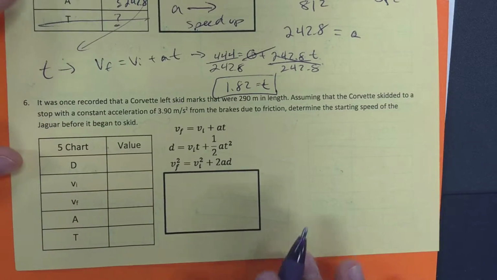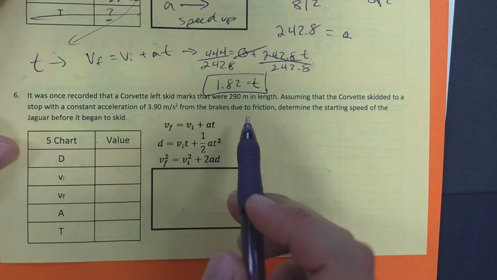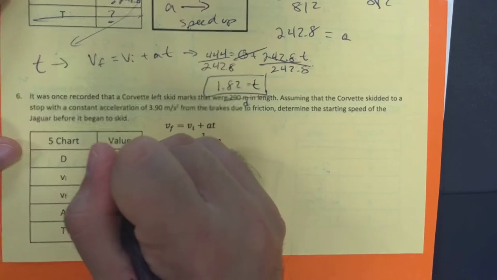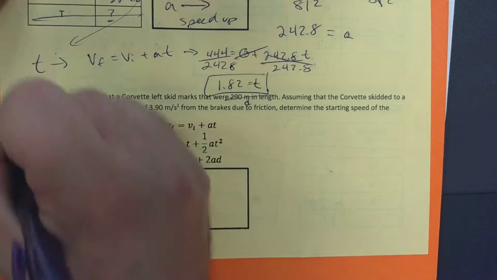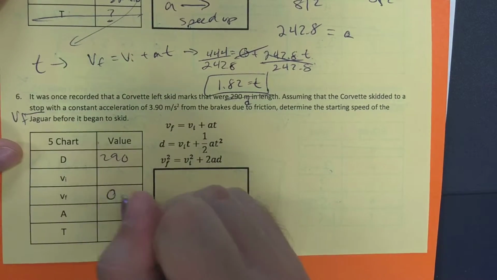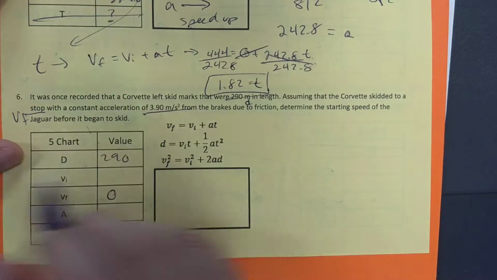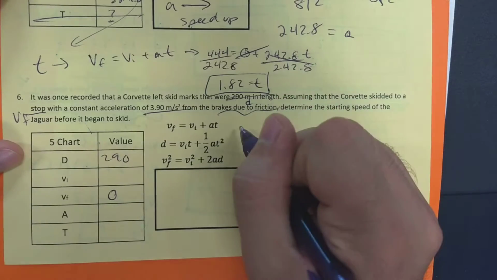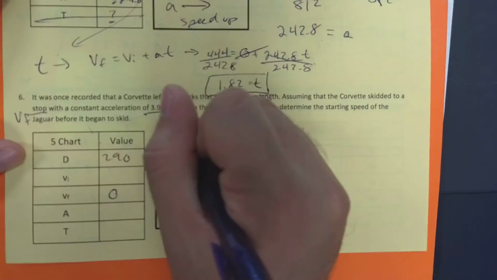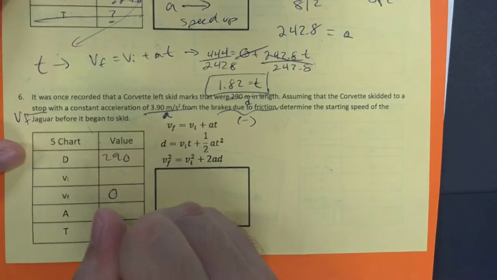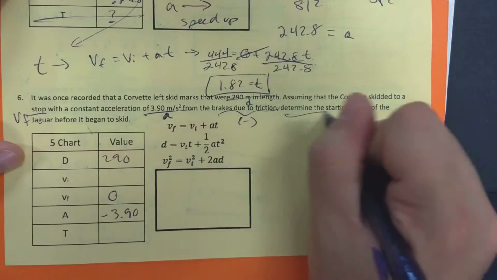Here for number 6. It was once recorded that a Corvette left skid marks that were 290 meters in length. 290 meters is the length here, assuming that that Corvette skidded to a stop. Skidding to a stop means our final velocity is going to be 0 with a constant acceleration of 3.90. Well, there's some information here. Due to the brake's friction, that tells us it's negative. We're slowing down with that acceleration. So that's A, but it's negative, so it'll be negative 3.90. Determine the starting speed.